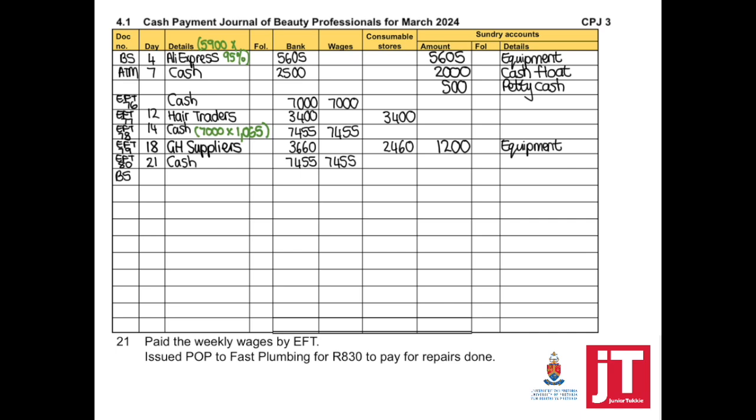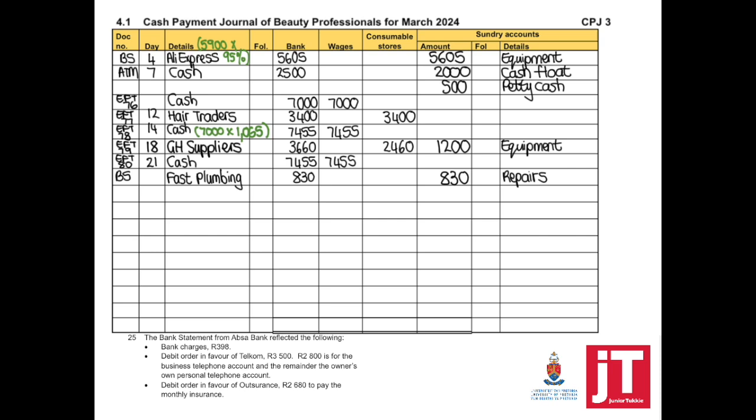Now my source document is bank statement. Fast Plumbing, who did we pay? Fast Plumbing, how much did we pay? $850. For what reason? This will now be written as repairs. This is an expense to the business.